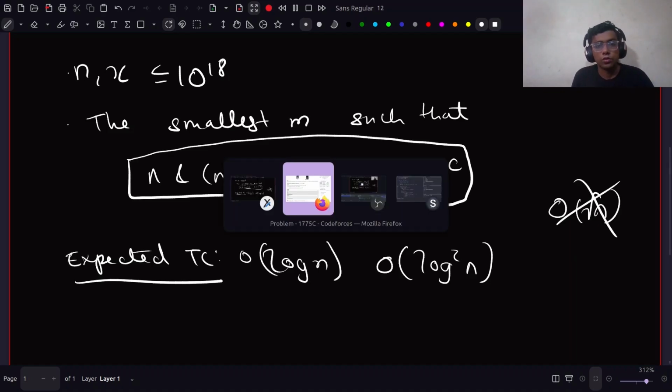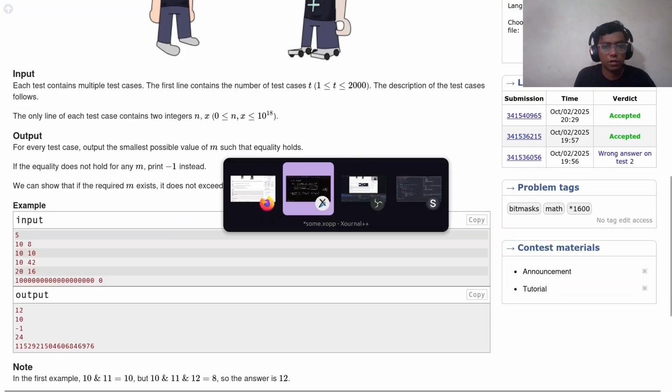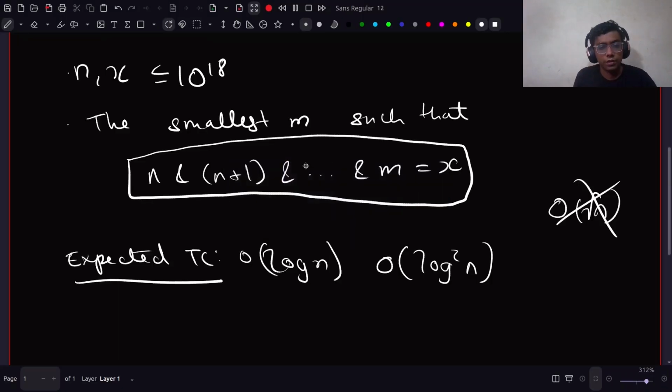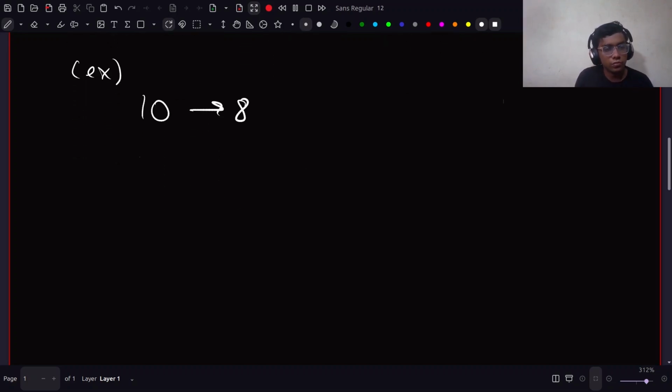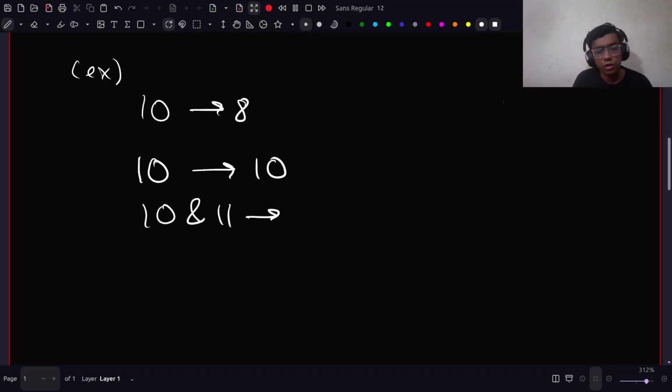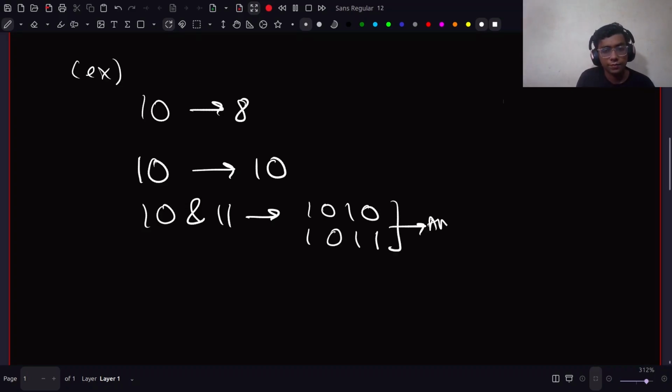Okay, so let's have a look at what that can be. Let's try some examples. Let's try the first example, 10 and 8, right? So we can go ahead and start doing ANDs. 10 itself, if you take the AND, is equal to 10. Now 10 AND 11: if you write the binary representation, you have 10 like this, and you have 11 like this, right? And if you take AND, this will still be equal to 10.